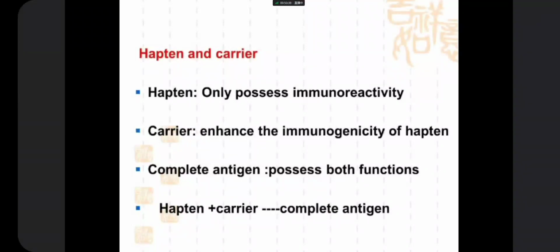So there are two kinds of antigens, complete antigen and hapten. Complete antigen possesses both properties, immunogenicity and immunoreactivity. But the hapten only possesses immunoreactivity. If hapten combines with a carrier, it can become a complete antigen.